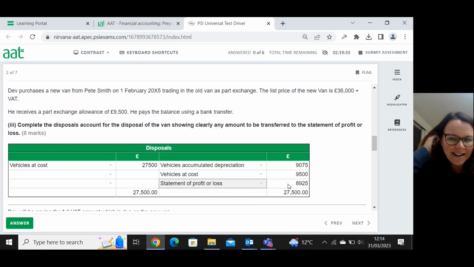So incidentally, that 8,925, just thinking about whether that is a gain or a loss on disposal. Well, I know that when it arrives in the statement of profit or loss, it will be a debit, which tells me that it must be a loss. Another way to think about that is if we look at the value of our asset, it started off as 27,500. If I subtract the accumulated depreciation, the carrying amount of my van was 18,425. I only got 9,500 for it, so clearly I have made a loss.